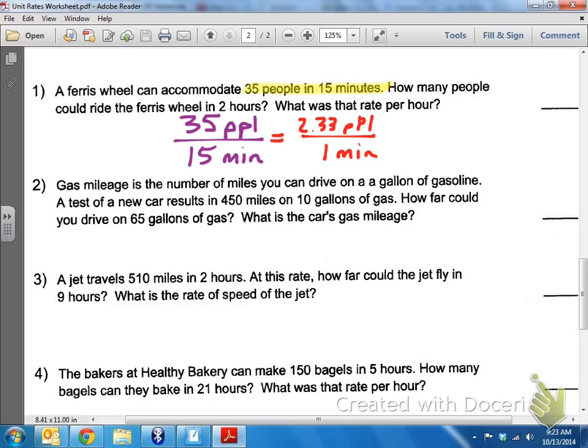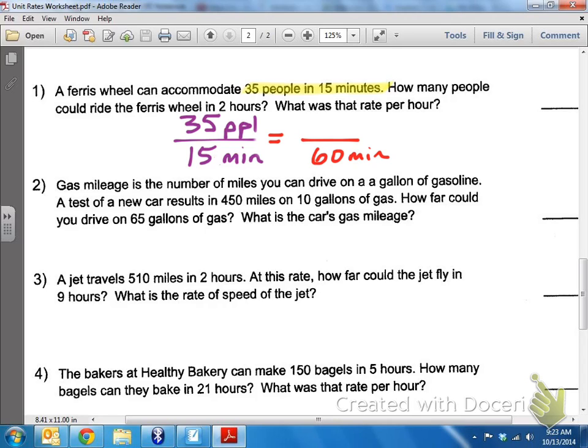So let's go ahead and think about another time that could be in the denominator. So we have minutes, we have seconds, but another thing we can use is hours, okay? Because our ultimate question says, how many people can ride the Ferris wheel in 2 hours? So let's think about this first. Rather than thinking about it in minutes, let's make our unit rate an hour. And how many minutes are in an hour? Well, there's 60 minutes in 1 hour. Okay, so let's start there.